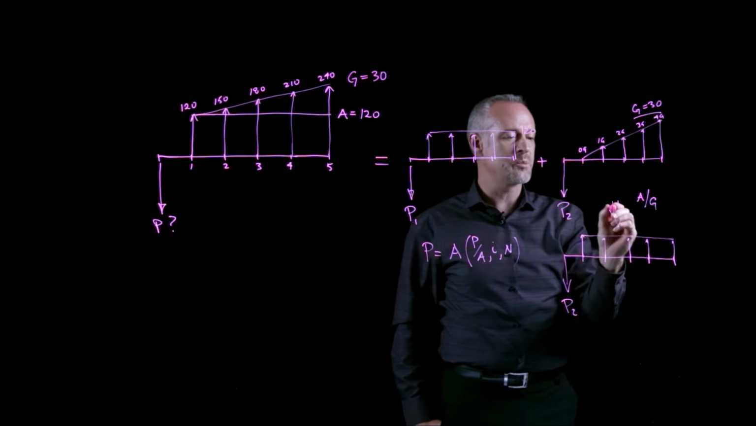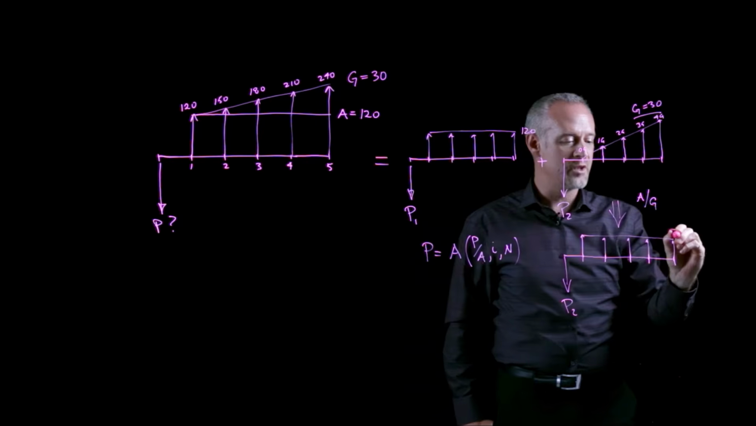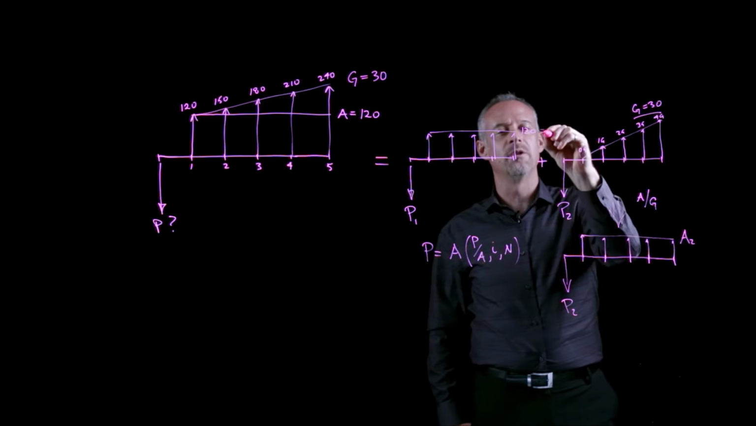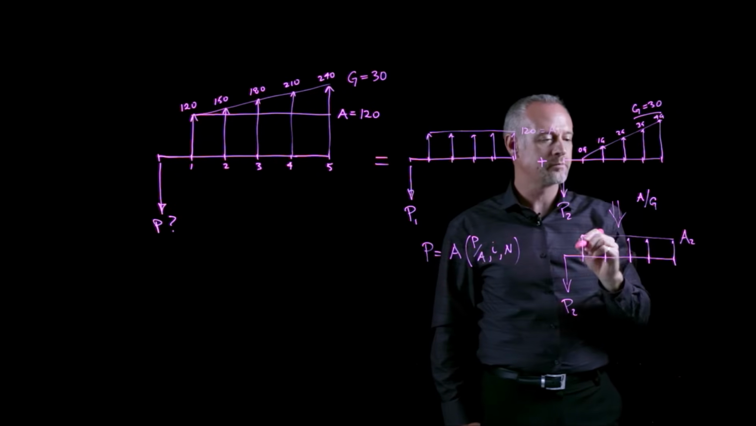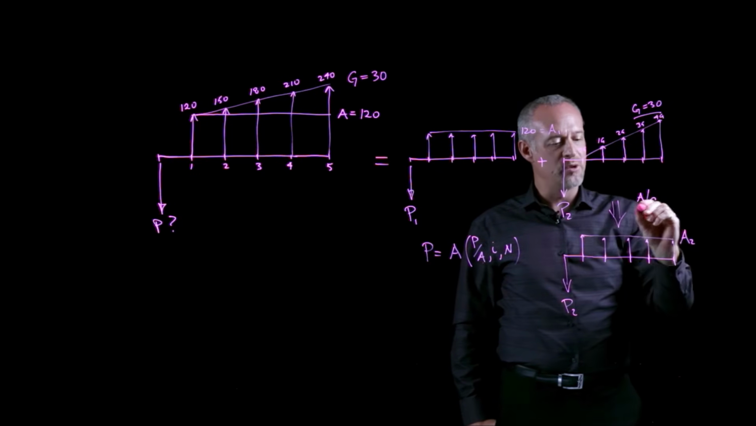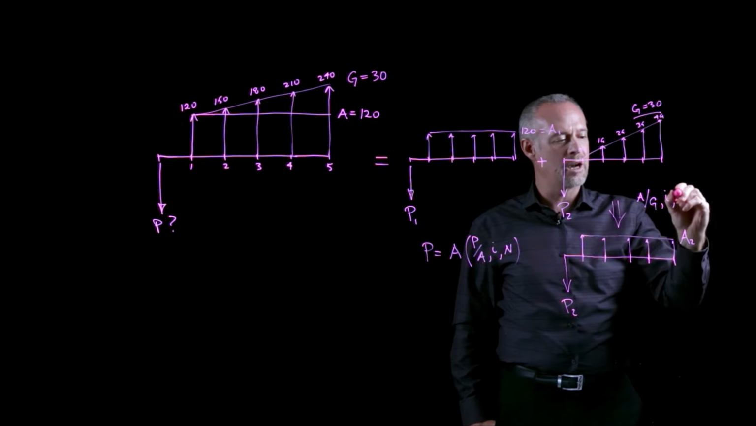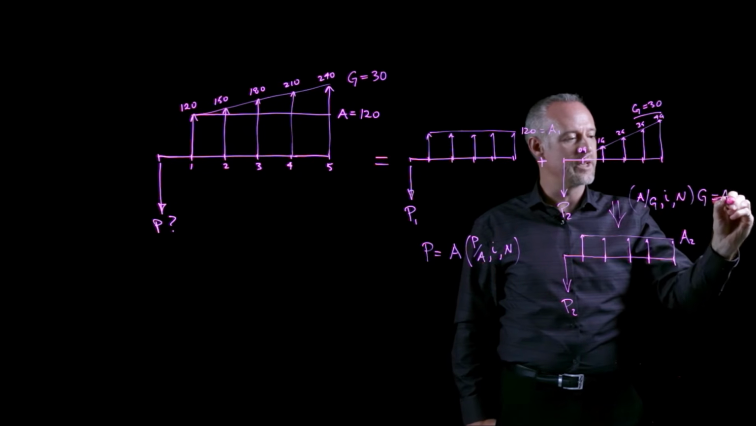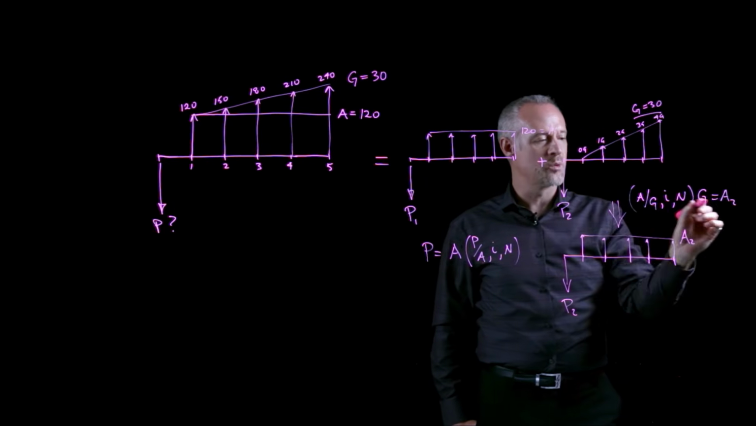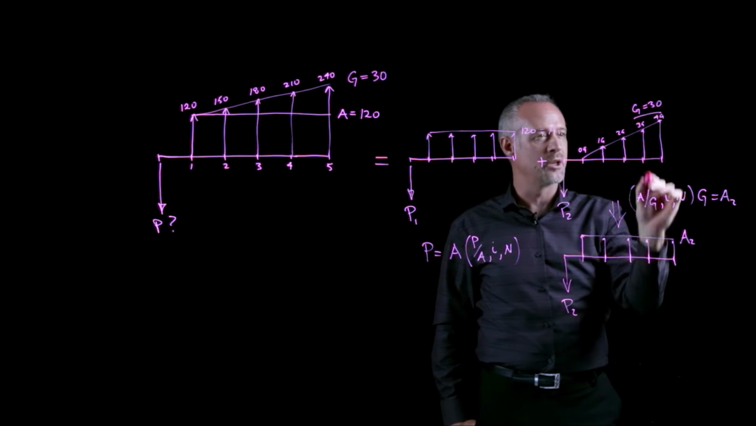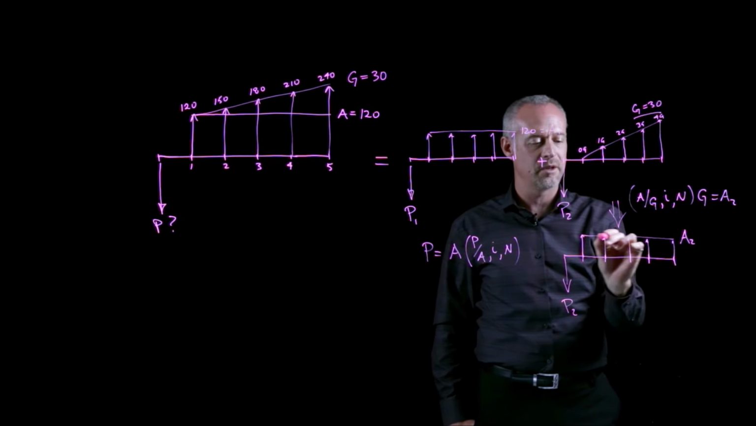So in order to do that for this problem, I can calculate the value of this new value of A. Maybe I'll call this A2, and I'll call this 120 A1. I can calculate the value of A2 by using the A given G factor for I and N times G is equal to A2. So what I've done here is use the A given G factor to convert the G into an equivalent A.